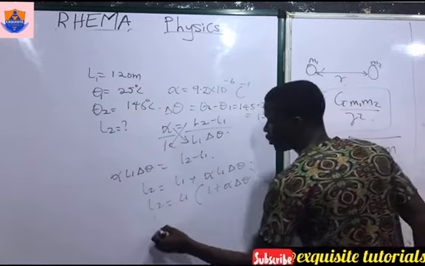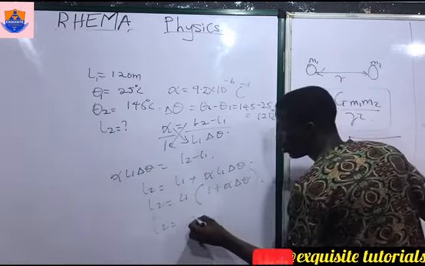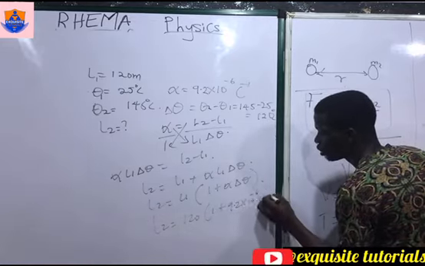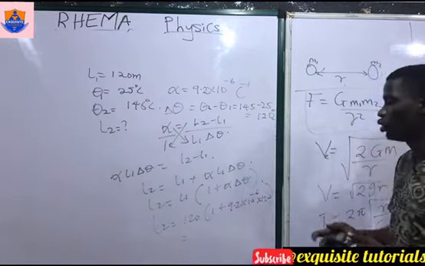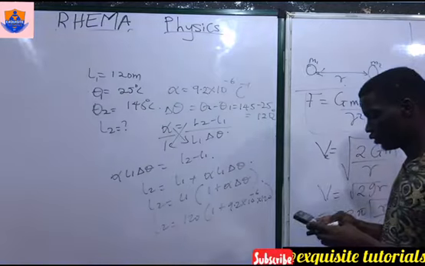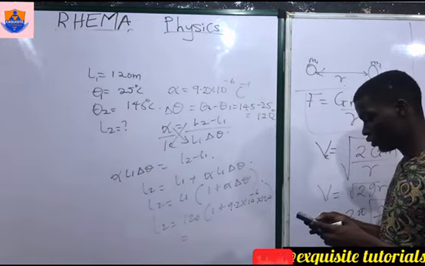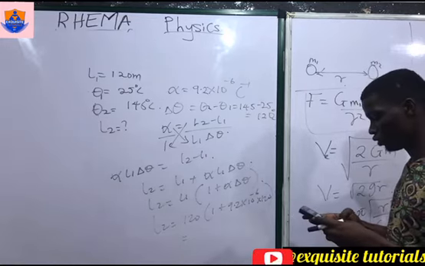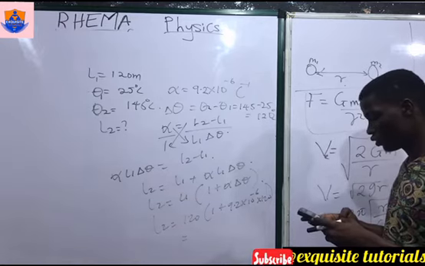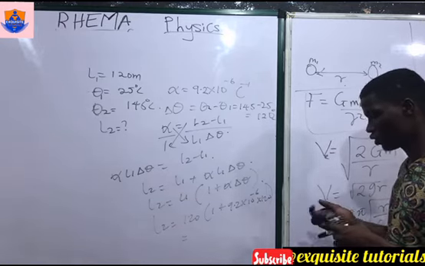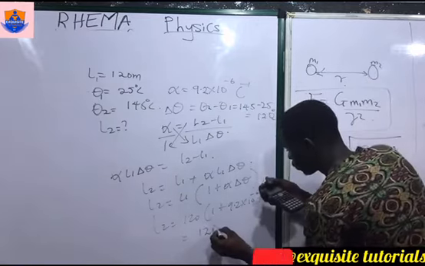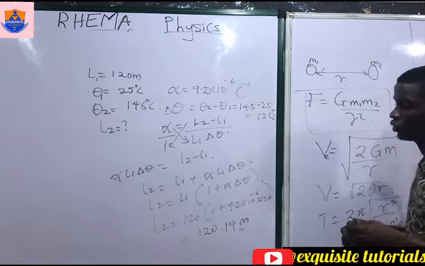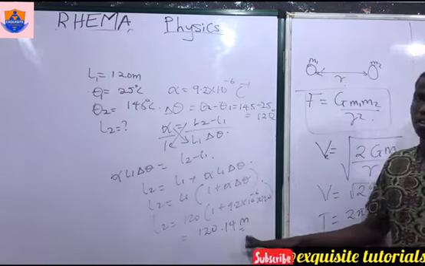So if you use this value, we're having our L2 to be equal to, what's my L1? 120, times 1 plus, what's my alpha? 9.2 times 10 raised to the power minus 6 times 120. So if you solve this one, this is what you'll be having at the end. This is our value for it.